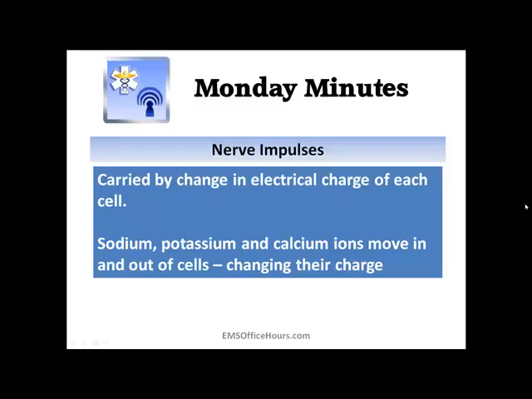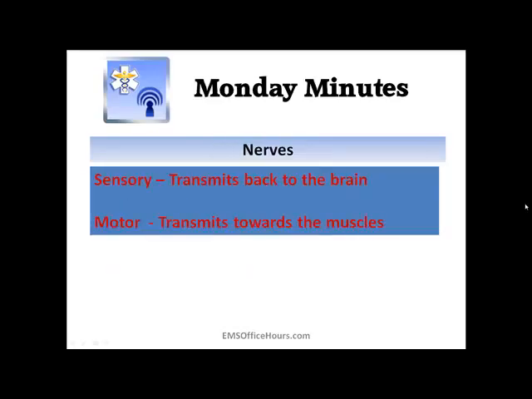Whether you have to understand more about dendrites, more about a synapse, or what sensory nerves do, or what motor nerves do, right? Very basic for me to say sensory nerves transmit back to the brain. A lot more to it than that, but when it comes to remembering what's going on with your patient, or what you might need to recall for a test, this is the stuff that's going to come in handy.